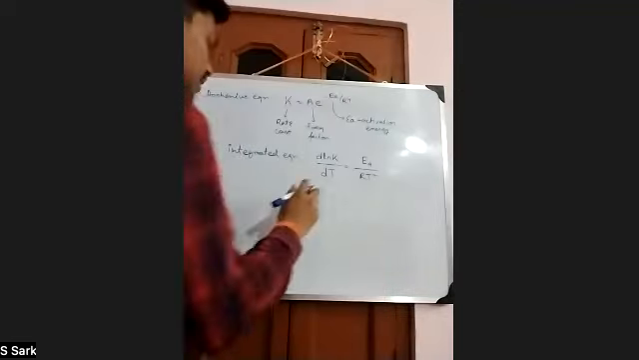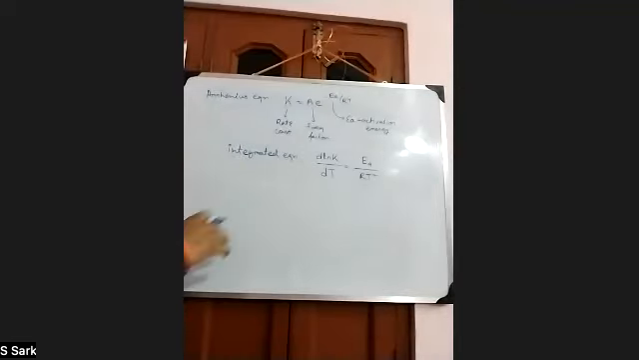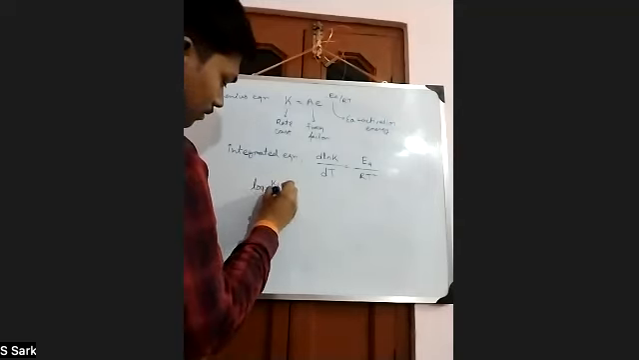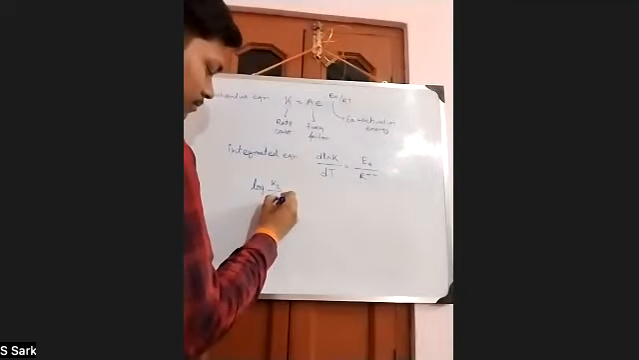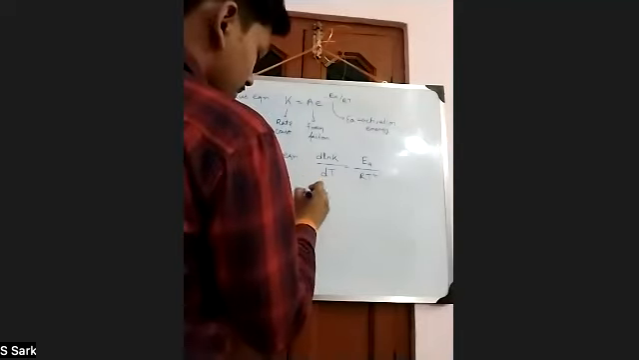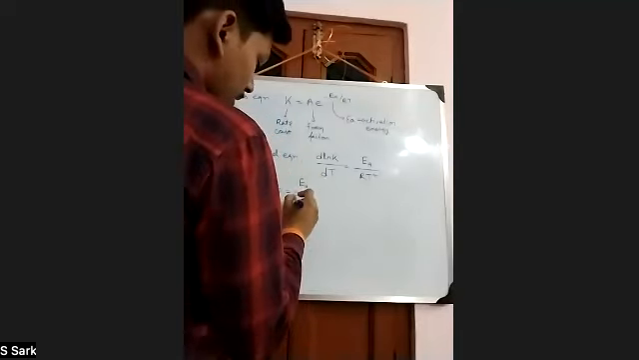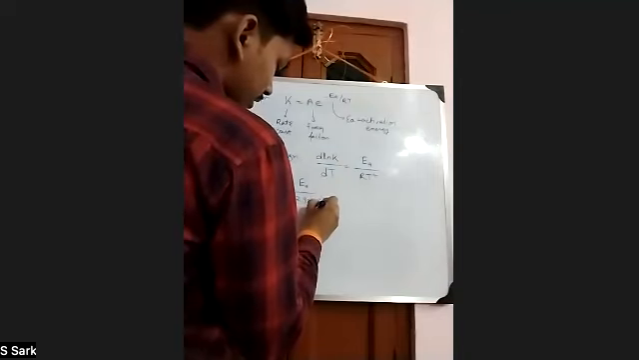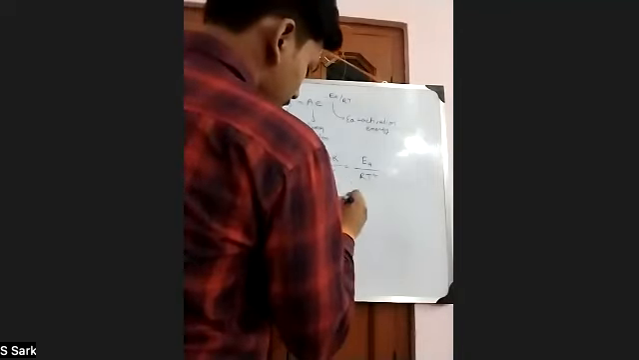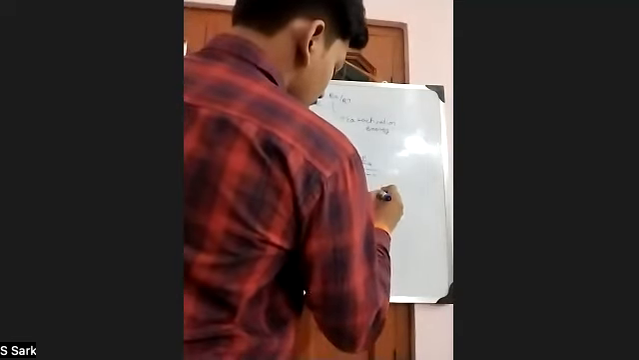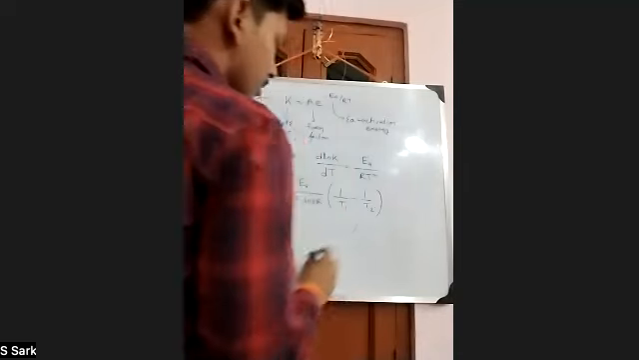And another equation which tells us how to determine the value of activation energy is log K2 by K1 equals EA by 2.303 R into (1 by T1 minus 1 by T2). By this equation, we can determine the value of activation energy from the experiment.